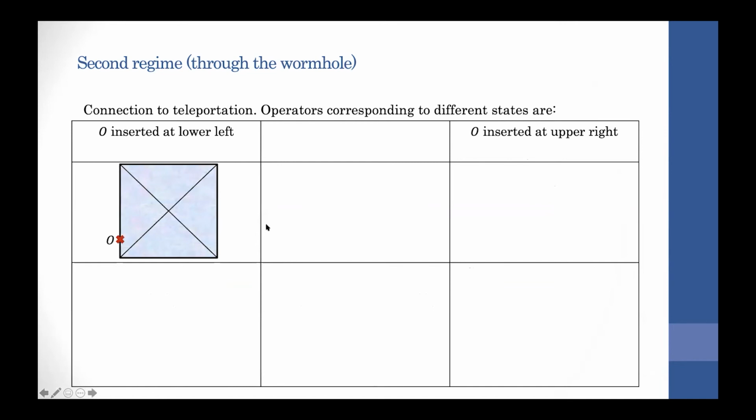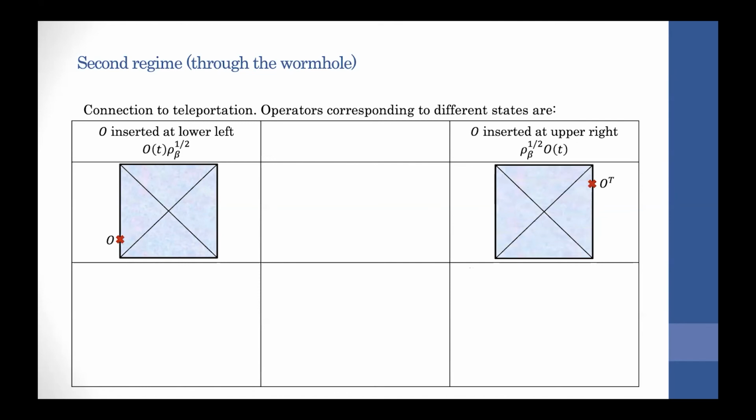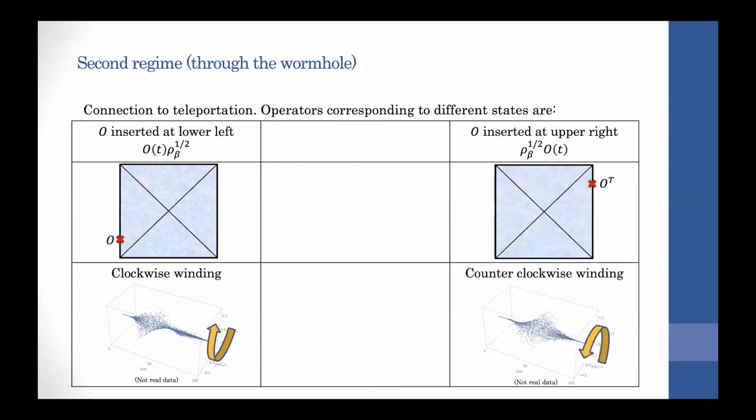So as I said before, this is your initial state operator in the lower left, and the corresponding operator is O(t) times rho beta to the power of 1/2. Sorry, I changed the sign of t, but it's fine. And the operator appearing on the upper right is the same operator as I explained, but with a different order. So these are Hermitian conjugates of each other. This operator has a clockwise winding. This operator is the exact same thing with the counterclockwise winding because it's a complex conjugate. You complex conjugate all the coefficients.